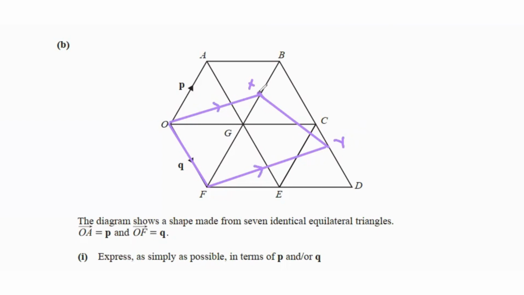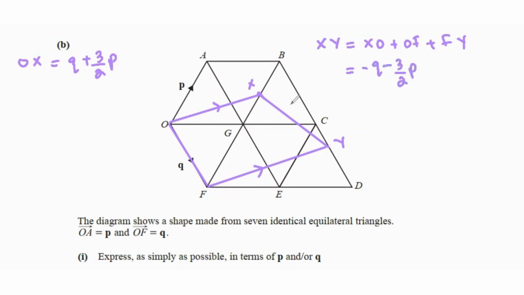So we are trying to find the value of XY. XY is basically going to be equal to XO plus OF plus FY. We calculated OX in the previous part, which was Q plus 3 over 2P. So XO would be the opposite of that, negative Q minus 3 over 2P. OF is Q and FY is something that we don't know.